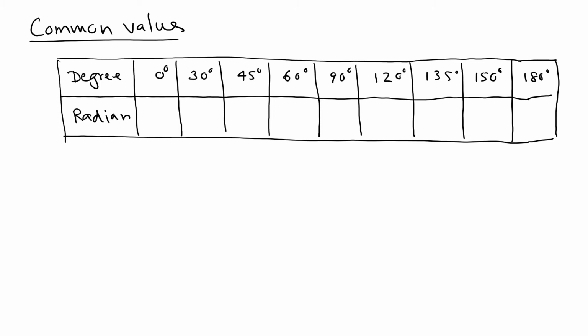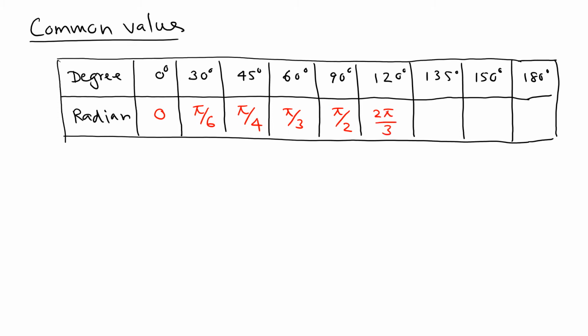So 0 degrees equals 0 radians. We just say 0. We don't say anything else. We don't put any units. So 30, you can use the conversion, and you can see that this is pi over 6. And 45, this is pi over 4. 60, which is pi over 3. 90, which is pi over 2. And this is 2 pi over 3.